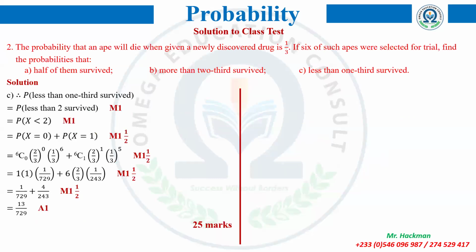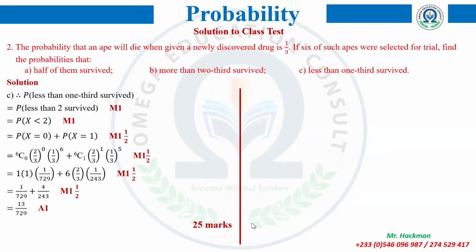Now let's look at part C. What do we have? We are asked to find less than 1/3. So it means we need to find 1/3 of the quantity that we have there. So please take note. 1/3 of the quantity: the sample size is 6.